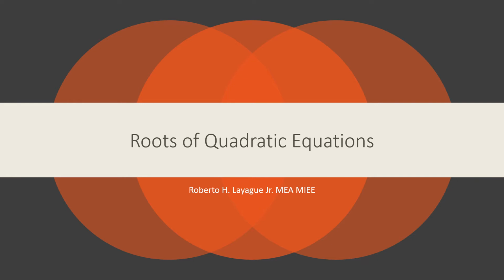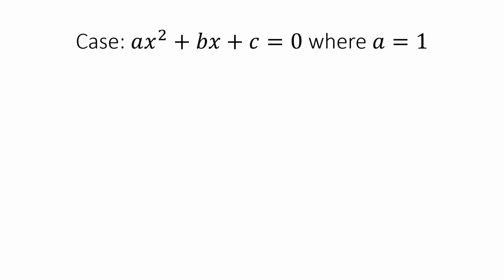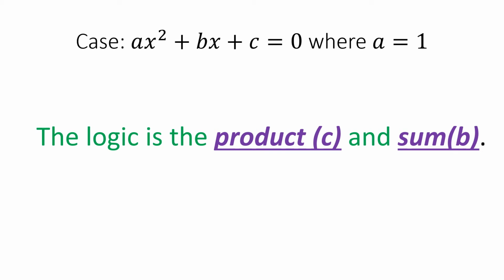In this video, we will identify the roots of a quadratic equation in the case ax squared plus bx plus c is equal to 0 where a is equal to 1. The case that we're working is that once again it's ax squared plus bx plus c is equal to 0 where a is equal to 1. Therefore, the logic is the product, which is the c, and the sum will be utilized.